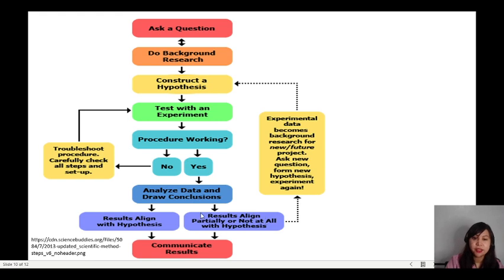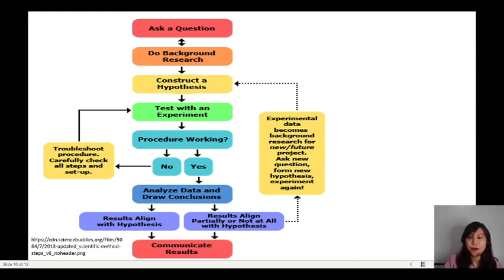If your result is like this, you may reconstruct your hypothesis and formulate a new one, or compare your hypothesis. Then after that, you may now communicate the results or share your ideas with everyone.